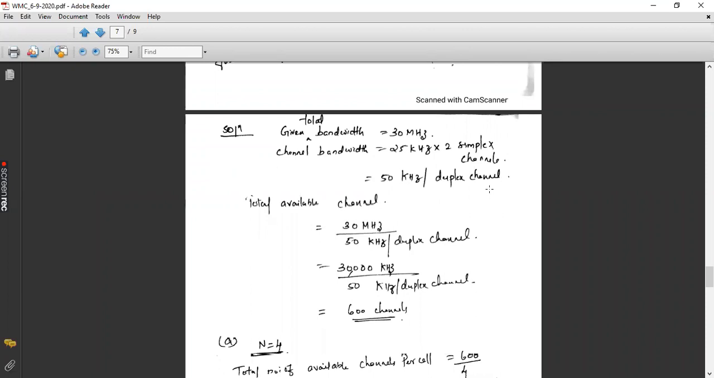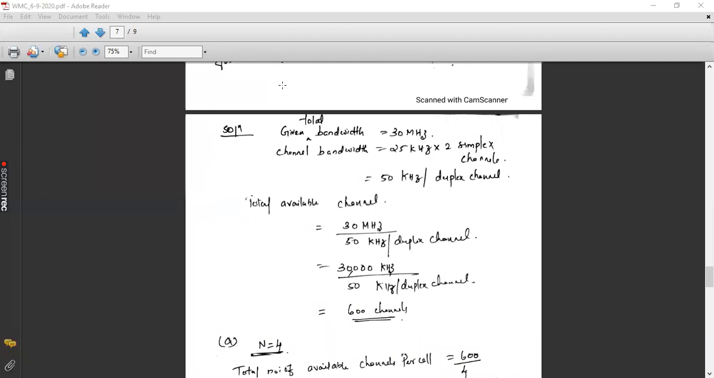So from this data we need to calculate the total number of channels. How are we going to calculate it? By dividing the total bandwidth by the bandwidth allocated to one channel. The total bandwidth is 30 megahertz divided by the bandwidth allocated to one channel, 50 kilohertz. See that the numerator is in megahertz and the denominator is in kilohertz, so you need to convert the higher unit to the lower unit. 30 megahertz is nothing but 30,000 kilohertz. When you divide by 50, you will get the number of channels as 600. So altogether, we have 600 channels for the entire cellular system.